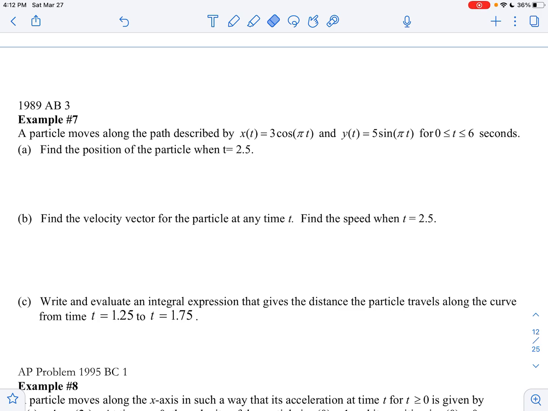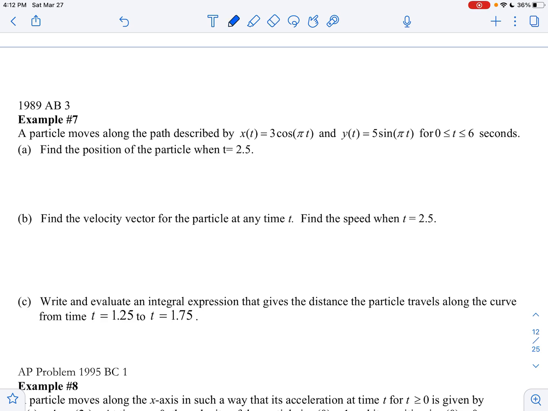For example number 7, 1989 AB3, we're given a particle that moves along the path described by the horizontal component x of t and the vertical component y of t from 0 to 6 seconds. They asked for a few things. First is the position of the particle when t is equal to 2.5.